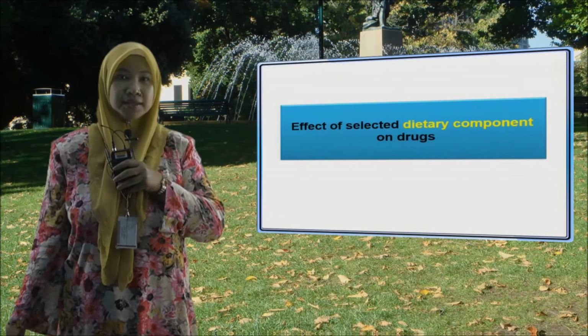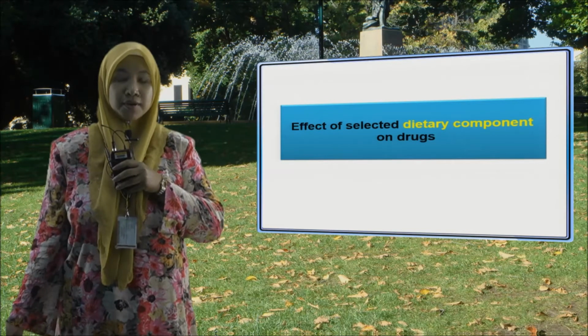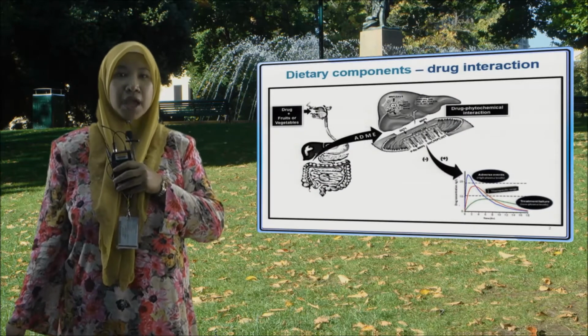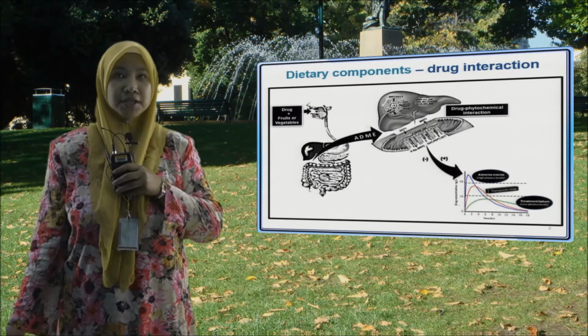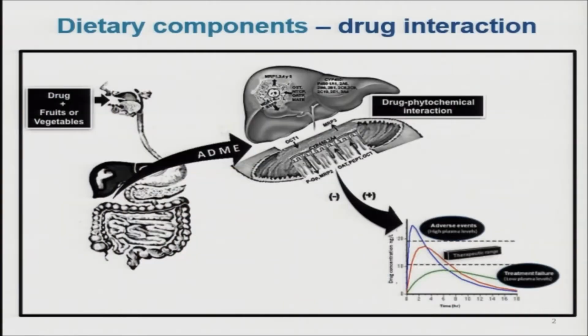Effects of selected dietary component on drug. We have learned about drug interaction, pharmacodynamic drug interaction, pharmacokinetic drug interaction. When we take drug with fruit or vegetable, there will be interaction. Sometimes it occurs and may cause pharmacodynamic interaction also.